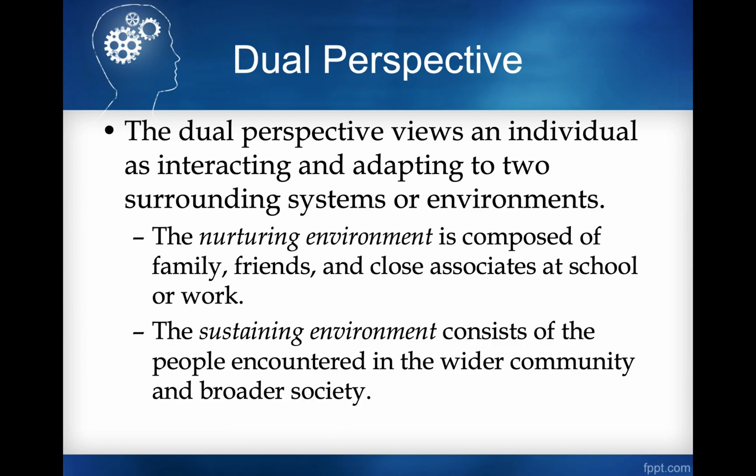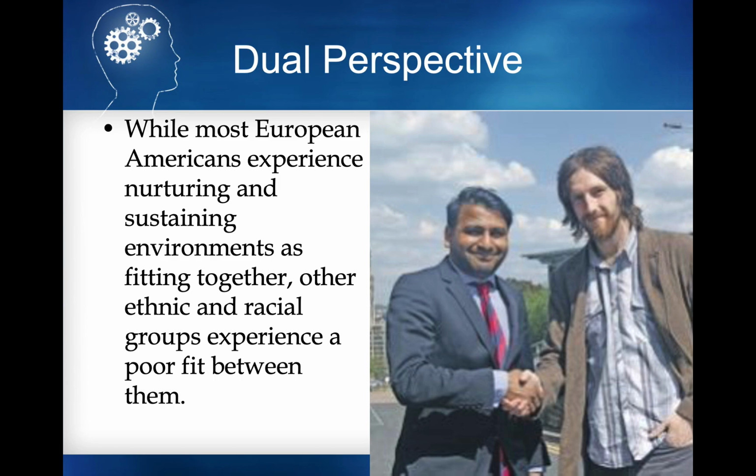The dual perspective views an individual as interacting and adapting to two surrounding systems or environments. The nurturing environment is composed of family, friends, and close associates at school or work. The sustaining environment consists of the people encountered in the wider community and broader society. While most European Americans experience nurturing and sustaining environments as fitting together, other ethnic and racial groups experience a poor fit between them.